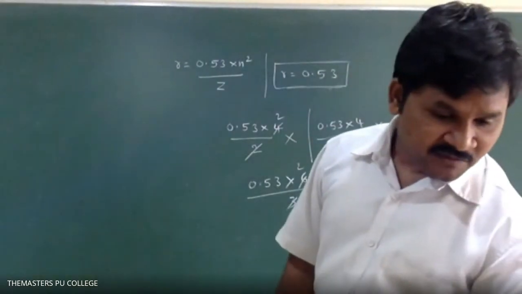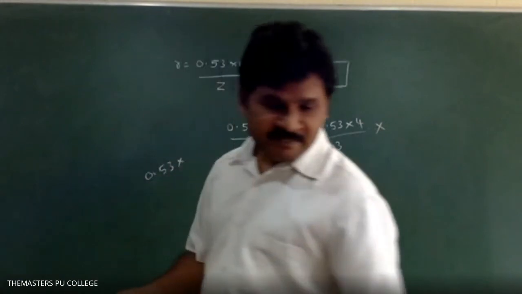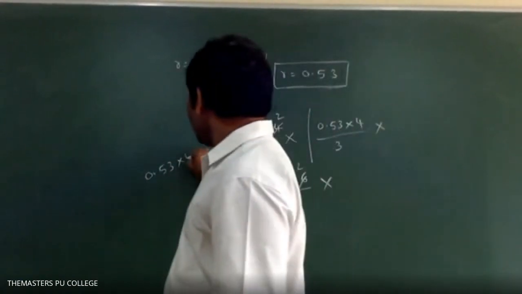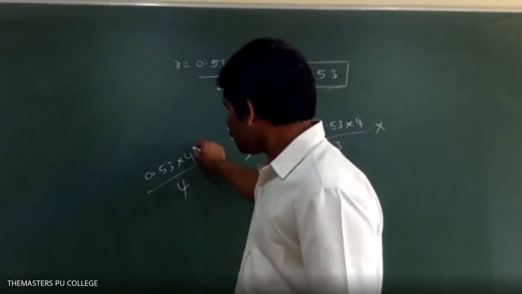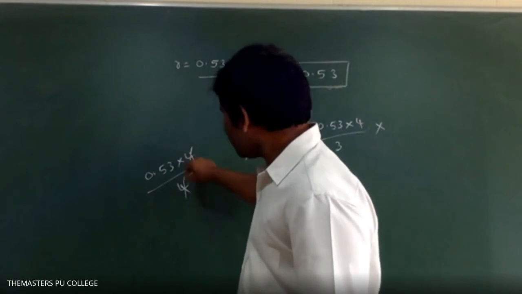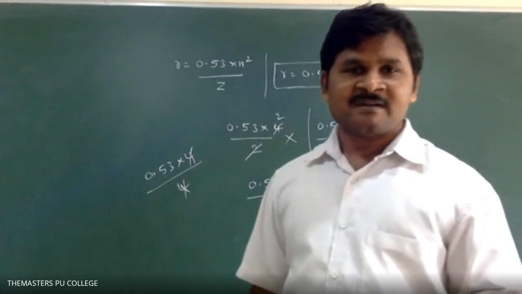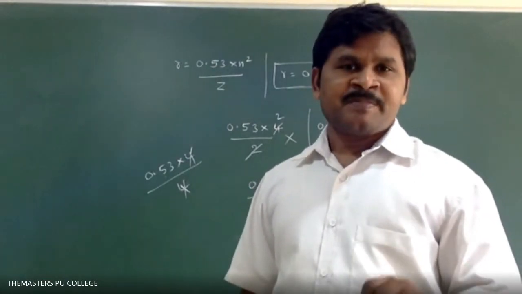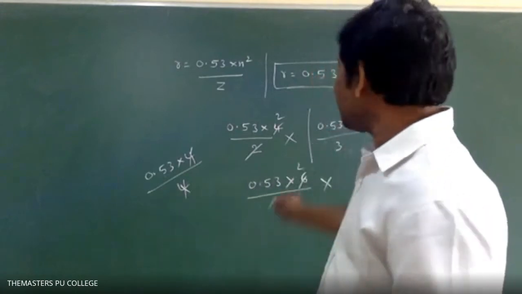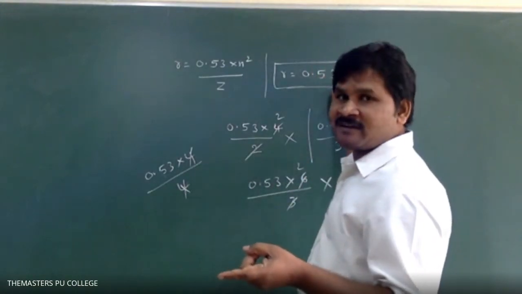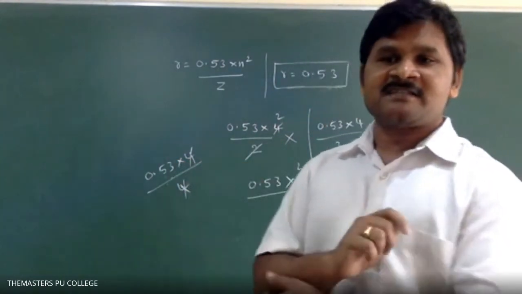Next, 0.53 into which orbit? 4 divided by beryllium atomic number 4. So 0.53. So that's why radius of first orbit of hydrogen is equal to radius of second orbit of Be3+. Then you will get the same value. Here also we are getting 0.53. So that's why option 4 is correct.